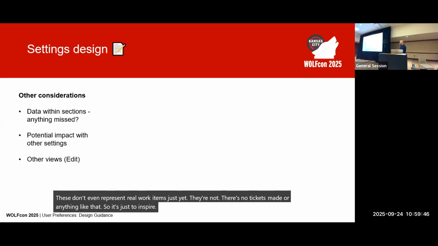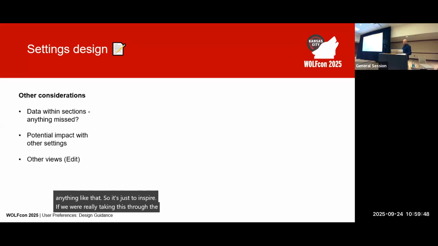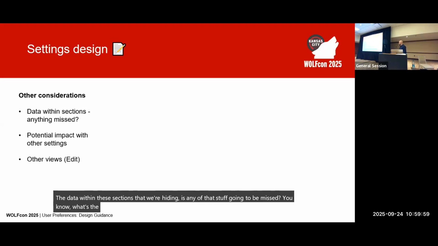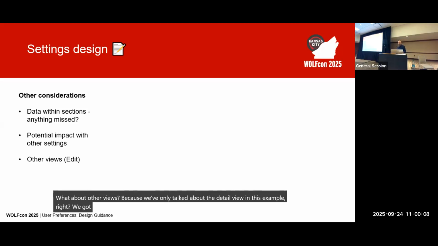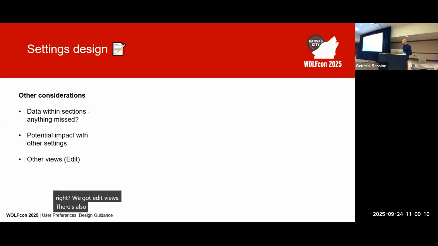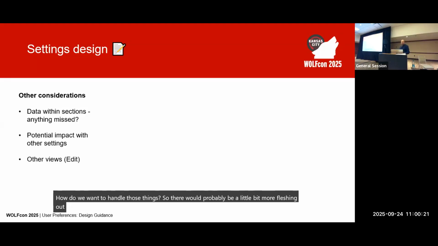If we were really taking this through the process, we'd definitely be going through other considerations. The data within these sections that we're hiding, is any of that stuff going to be missed? What's the impact of this at other settings? What about other views? Because we've only talked about the detail view in this example, right? We've got edit views. There's also item details, holdings details to worry about. How do we want to handle those things? So there would probably be a little bit more fleshing out to do before we actually got down and did the work of this.